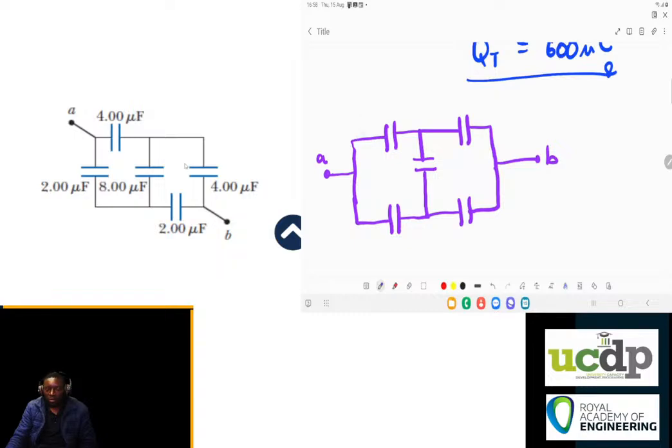Yes, sir. We come from A, we go to one side, to the top, we connect to a 4 microfarad capacitor. We go to the bottom, we have a 2 microfarad capacitor. That part is okay. Then in between them joins the 2 parallel lines with an 8 microfarad capacitor. Is that so? Then we continue from the point where it joins. There is a 4 microfarad capacitor again and a 2 microfarad capacitor after it. Then we connect to B like that.